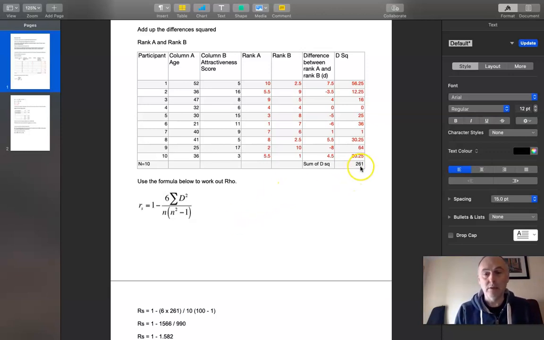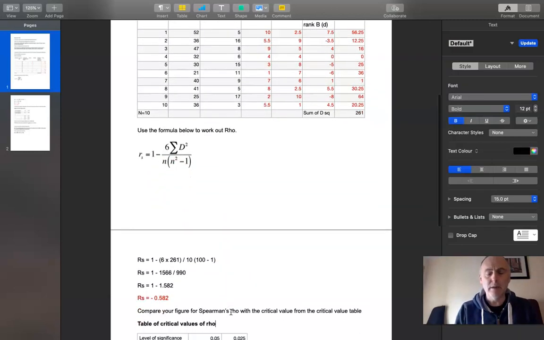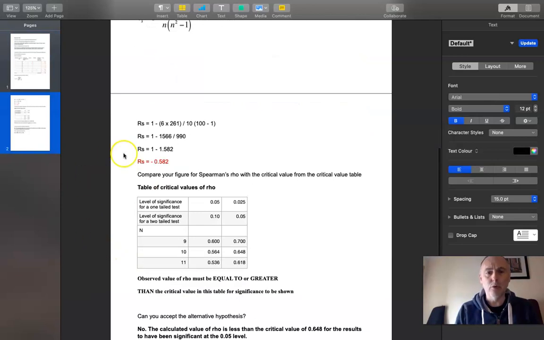We already know this, don't we? 261, because this is the sum of d squared, which we've got here. We're going to multiply that by 6, and we're going to divide it by n times n squared minus 1. We already know n is 10, we've got that from there. So let's plug this into the equation and see what we end up with. The easiest way I find with this is to ignore the 1 minus until the very end. Just deal with all this stuff first of all, and then that bit gets sorted out at the end. Hopefully you'll see what I mean.